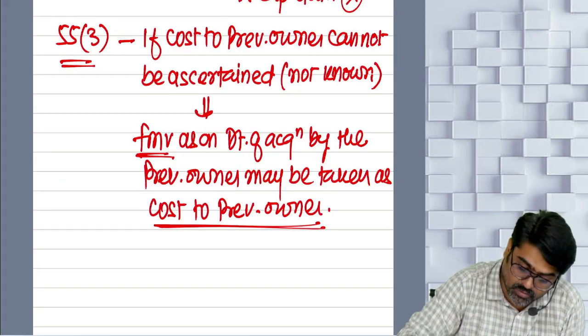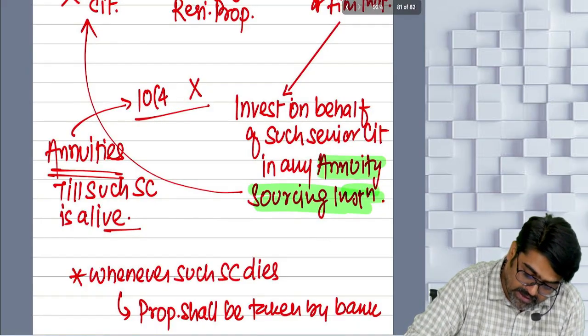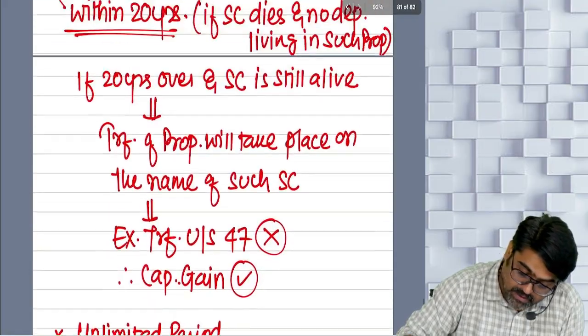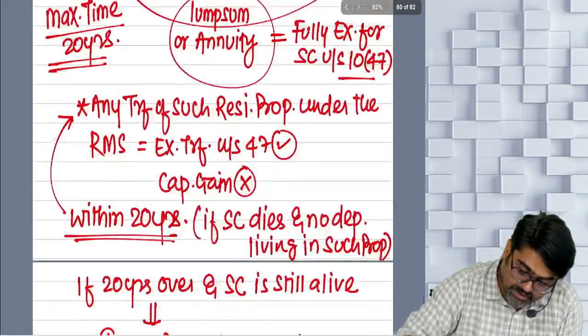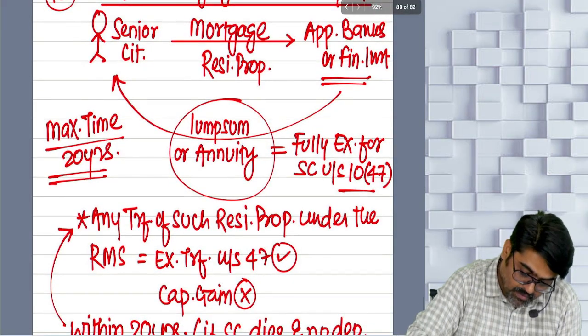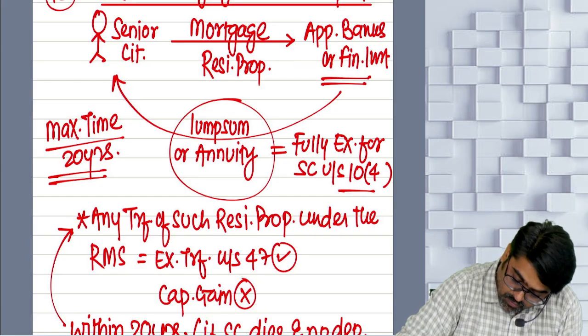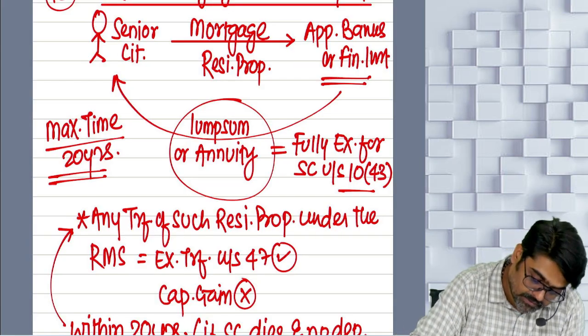See, in my notes I have mistakenly written 10(47). Please make it 10(43). It was my mistake to write down the section number. It will be 10(43) instead of 10(47). Here also, please rectify. This is 10(43). Done, sir?